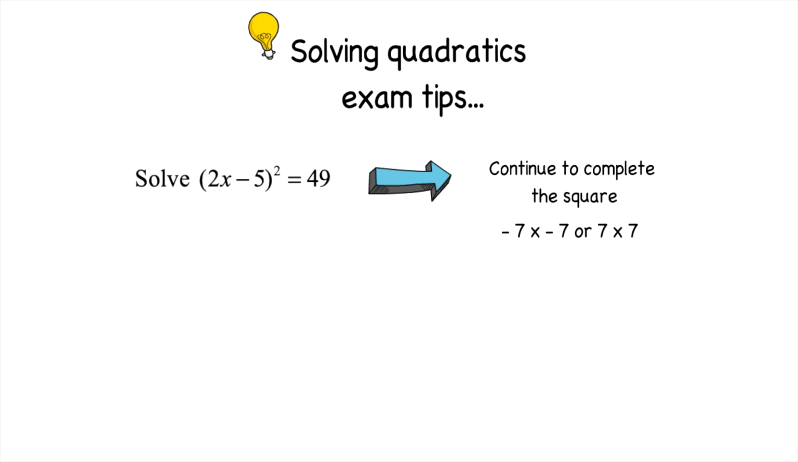Also, remember that when you are square rooting both sides, the square root of a positive could be a minus times a minus, not just a positive times a positive. So you have to have plus or minus the square root of that number.